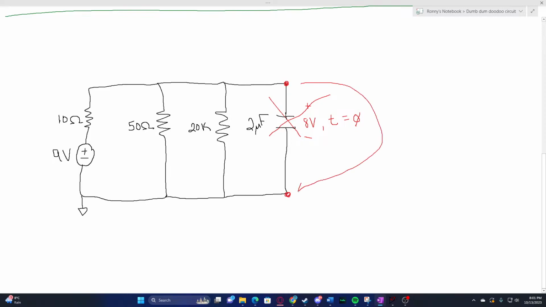From here to here, what is that voltage going to look like? So what we do is, oh, I guess that does make sense. We'd have, well, no, you have a 10 ohm in series with the 50 and the 20k when they're in parallel. Okay, so let's redraw this one more time.